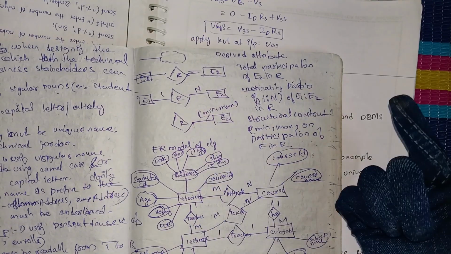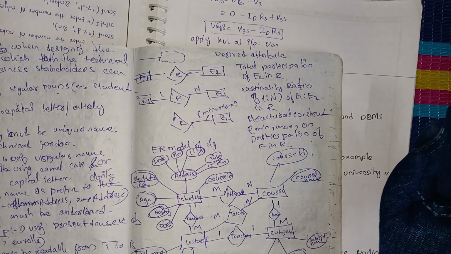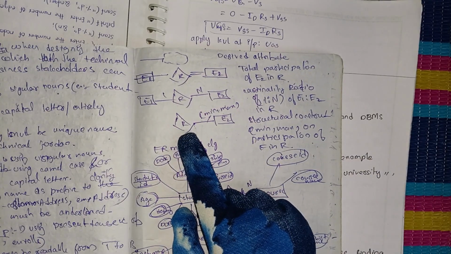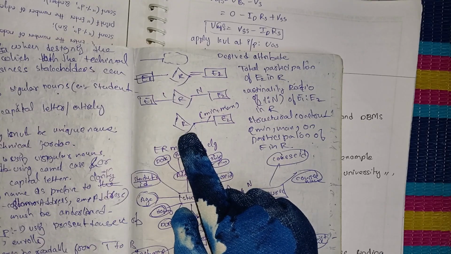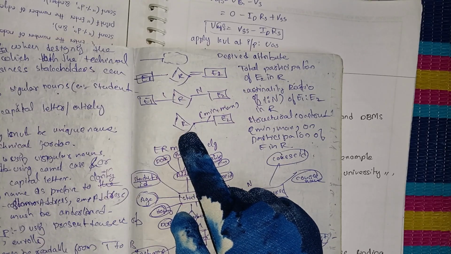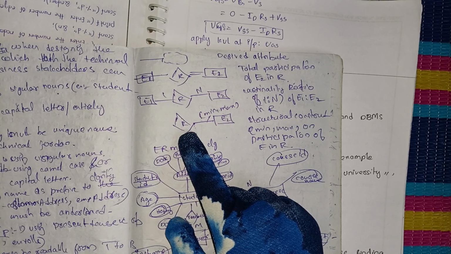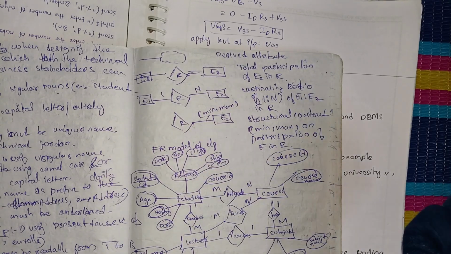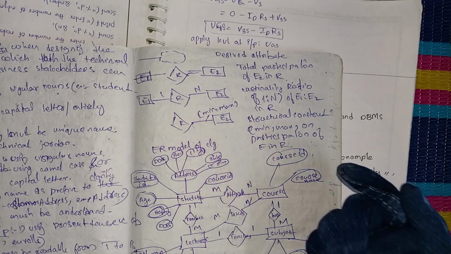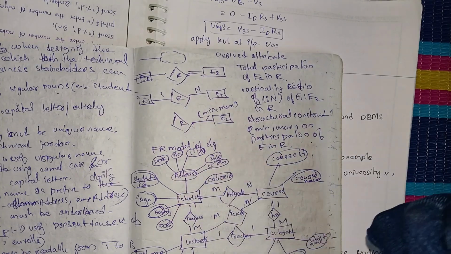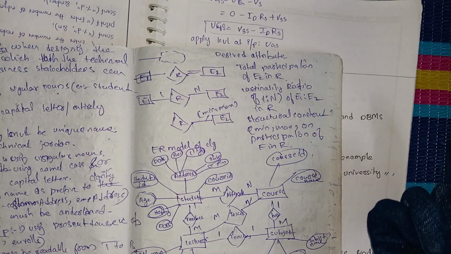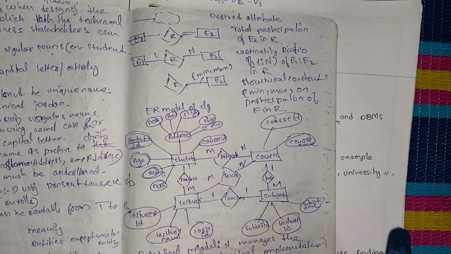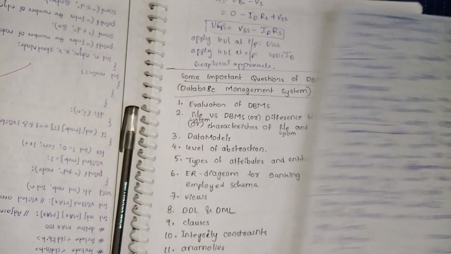If we consider a student entity, then the minimum number of students participating in this relationship, for example enrolled in a course or participated in a sport, is considered the minimum. And the maximum number of students participating in the relationship is called the maximum. Okay, and then we will come to the ER diagram.